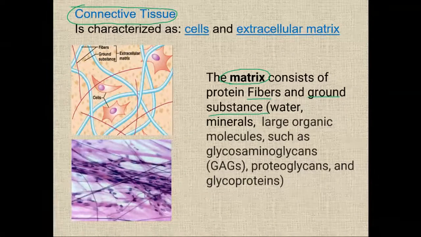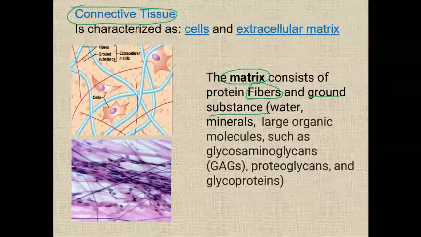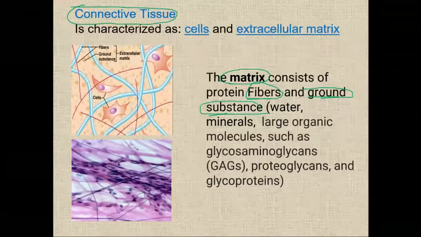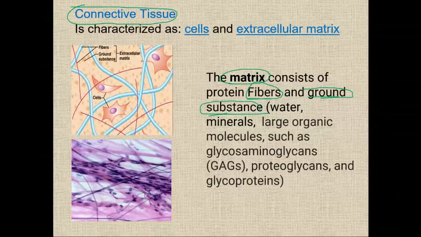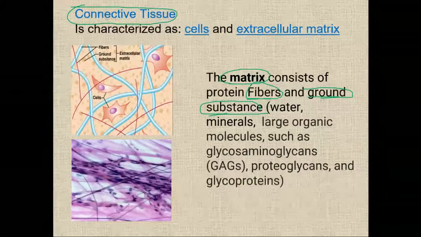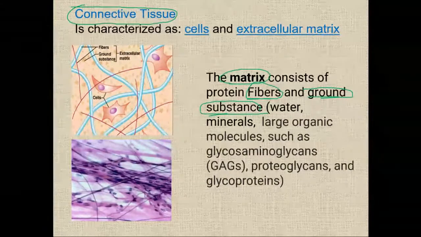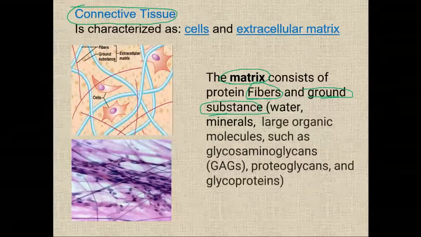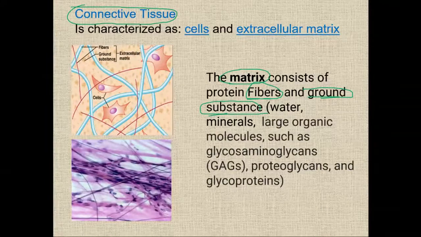So, fibers, we have different types of fibers. We're going to review them. Ground substance is mostly a watery material, which contains a lot of organic molecules as well, like glycoproteins, a lot of sugars. It almost becomes a gelatinous consistency because of all these small molecules in it.